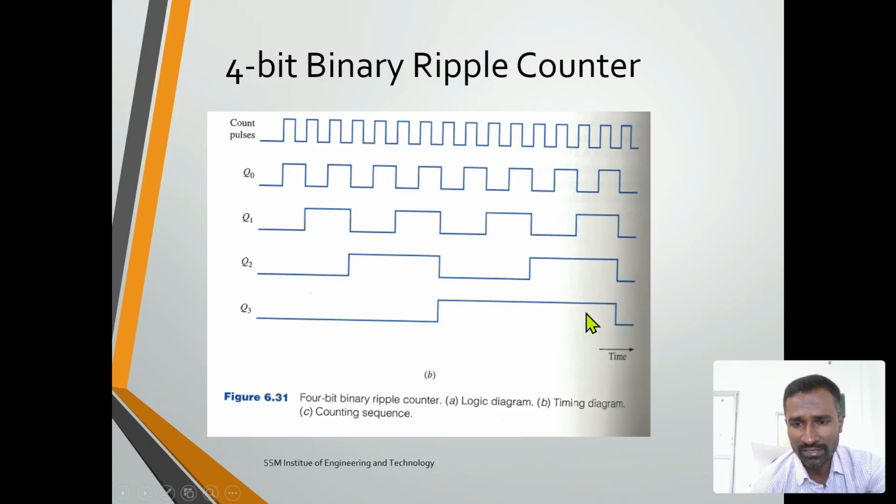It will be toggled because the flip flop I'm using here is a toggle flip flop. Whenever the toggle condition occurs on the previous stage, the next stage will act and a new state will come. So for Q1, Q0 changes from 1 to 0, and the output changes from 0 to 1. For Q2, 1 to 0, the output changes from 0 to 1. For Q2, 1 to 0, and then Q3 is changed here. So this is the timing diagram of the 4-bit ripple counter.